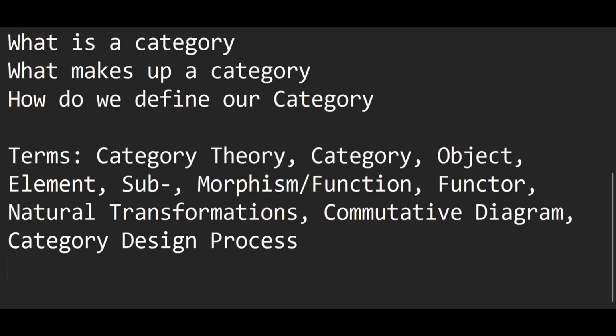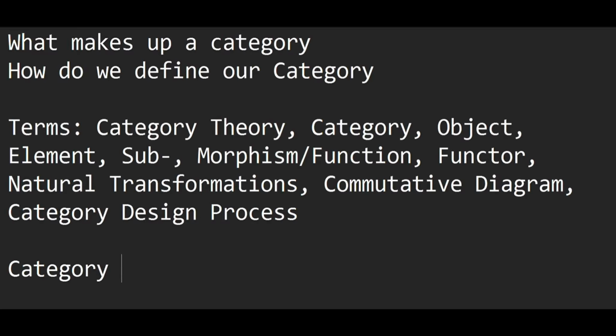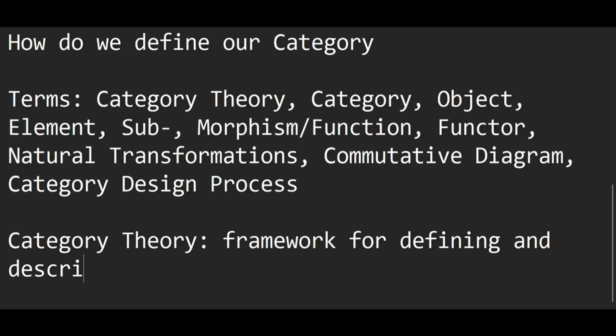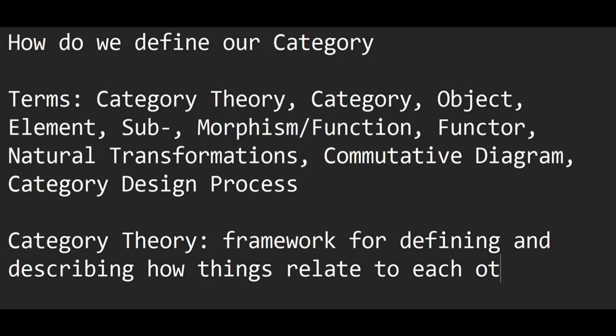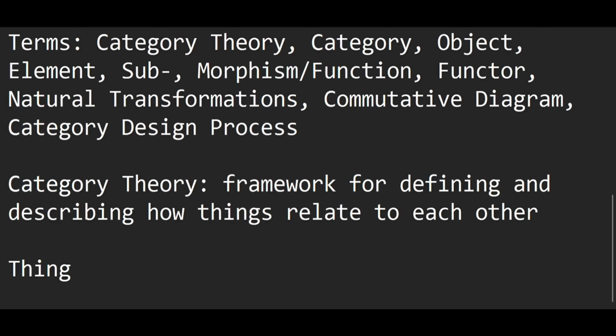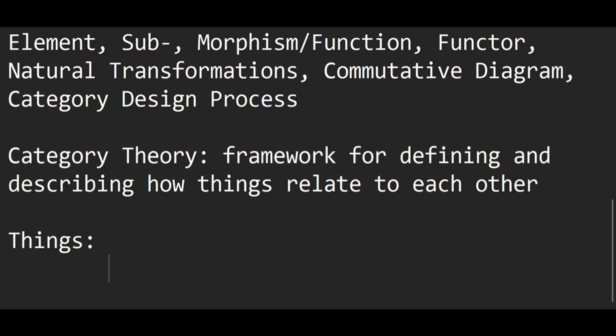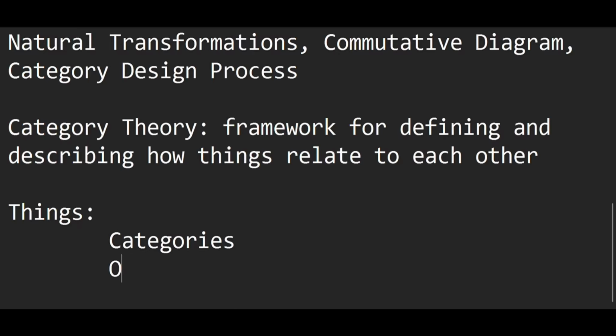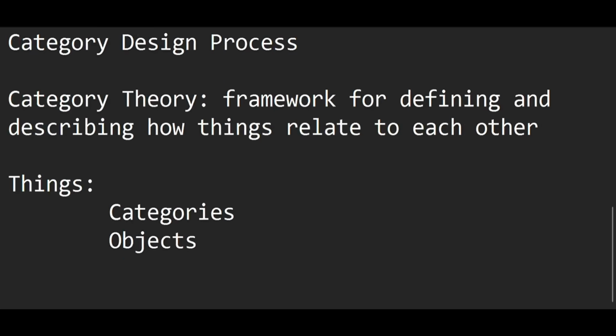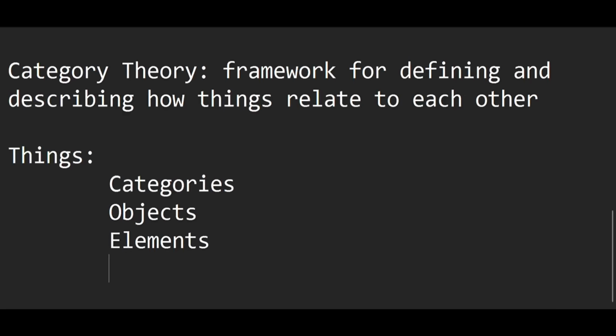So, what is category theory? Category theory is a framework for defining and describing how things relate to each other. What are the 4 things of category theory? Well, we have categories, we have objects, we have elements, and finally we have various mappings.